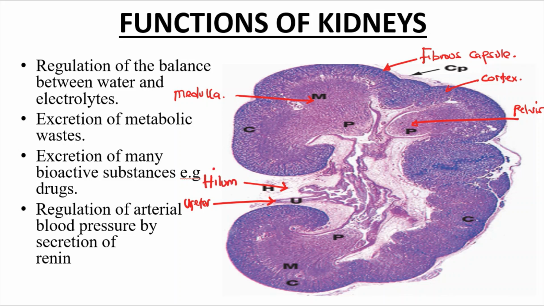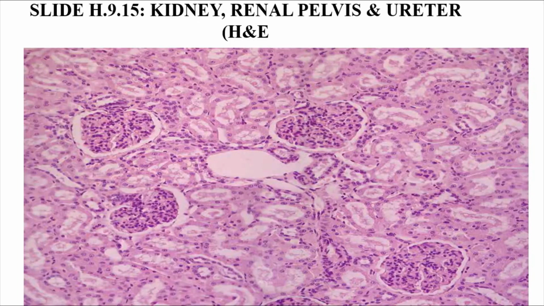The hilum is also where the vessels will enter and exit the kidney from. The renal artery will enter the kidney at the hilum, and the renal vein will exit the kidney at the hilum. So you're supposed to draw this entire histological diagram of the kidney and label it the way I have shown it to you. Let's move on.